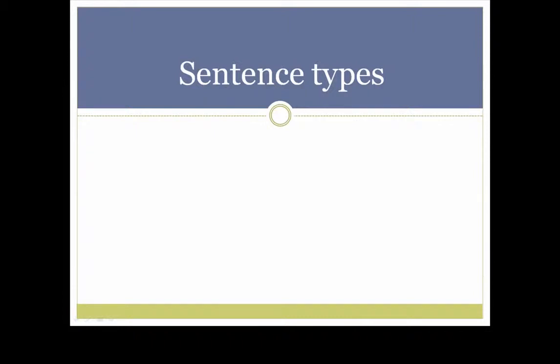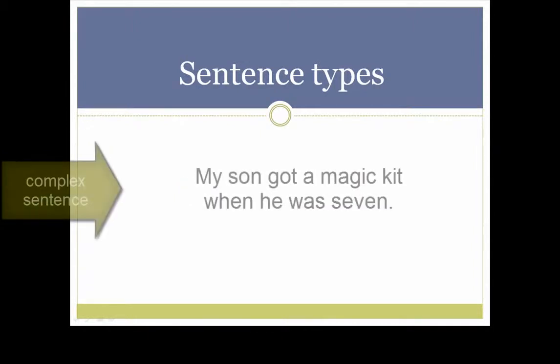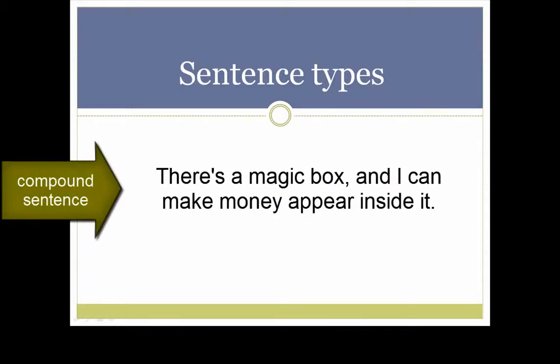Now that you've learned how to avoid common mistakes like sentence fragments, run-on sentences, and comma splices, let's review sentence types. A simple sentence, as you'll recall, has one independent clause. For example, I know a few magic tricks. A complex sentence has one independent clause and at least one dependent clause. For example, my son got a magic kit when he was 7. A compound sentence has at least two independent clauses. For example, there's a magic box, and I can make money appear inside it.